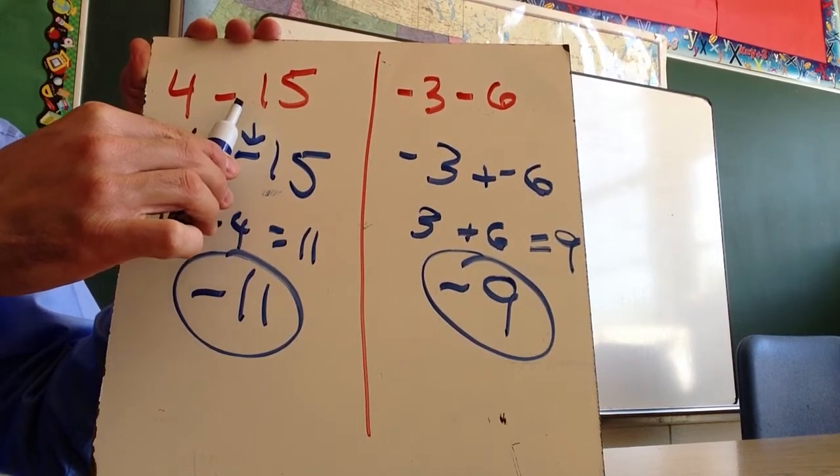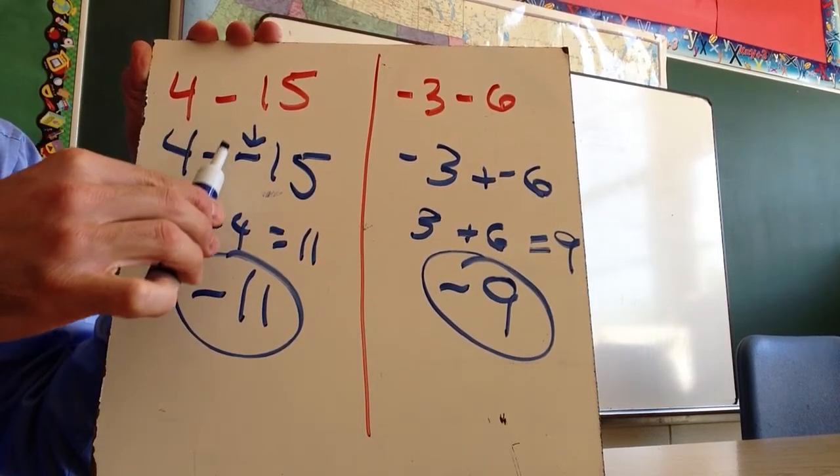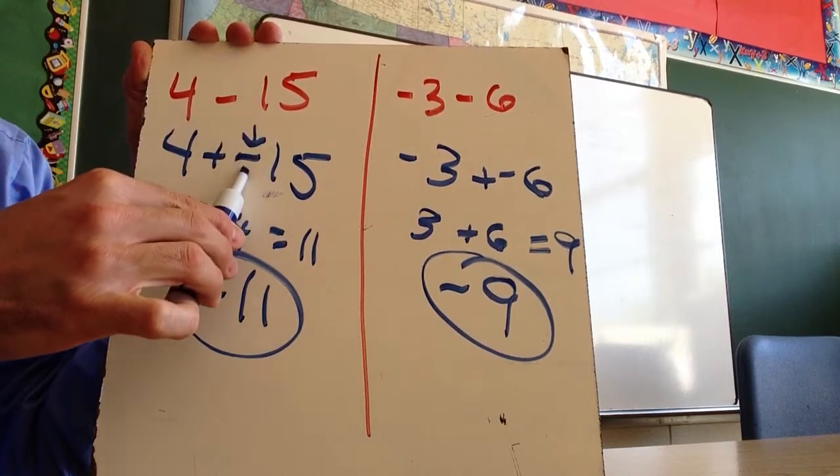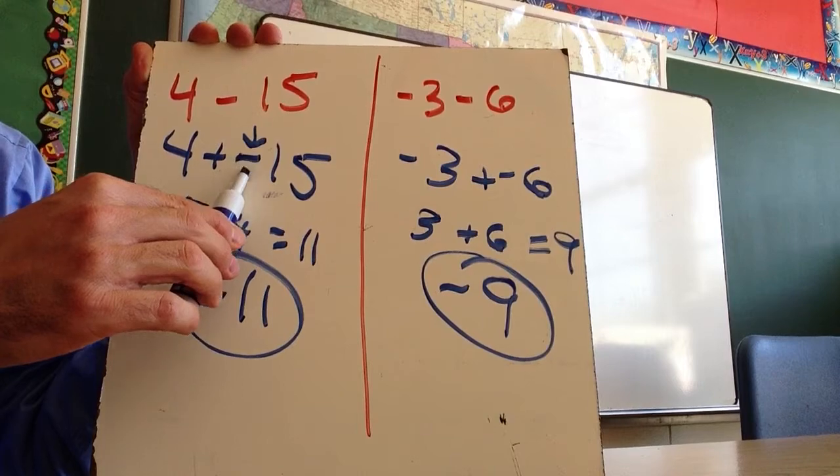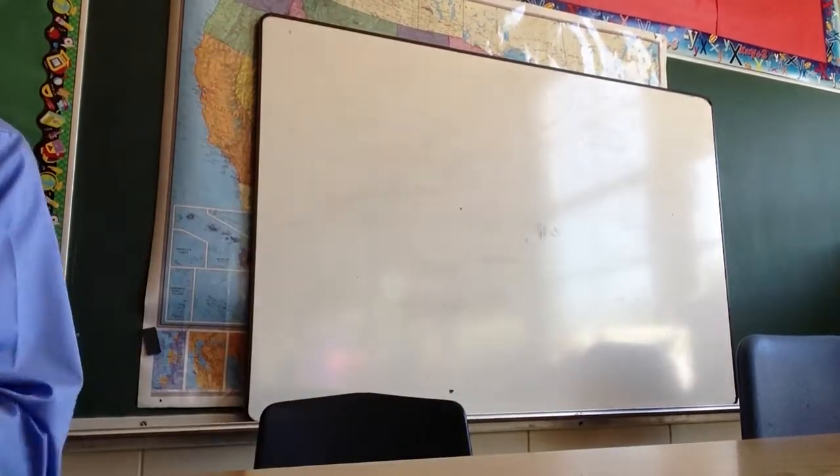And so I'm going to change both signs, and now I'm going to add, and I'm going to make this negative. So instead of subtracting positive, I'm making it adding negative. I basically flip both signs.